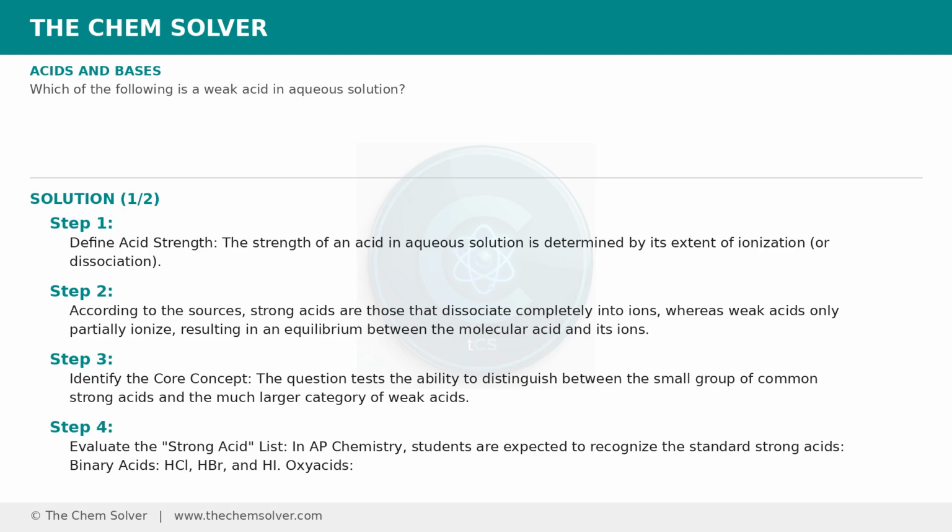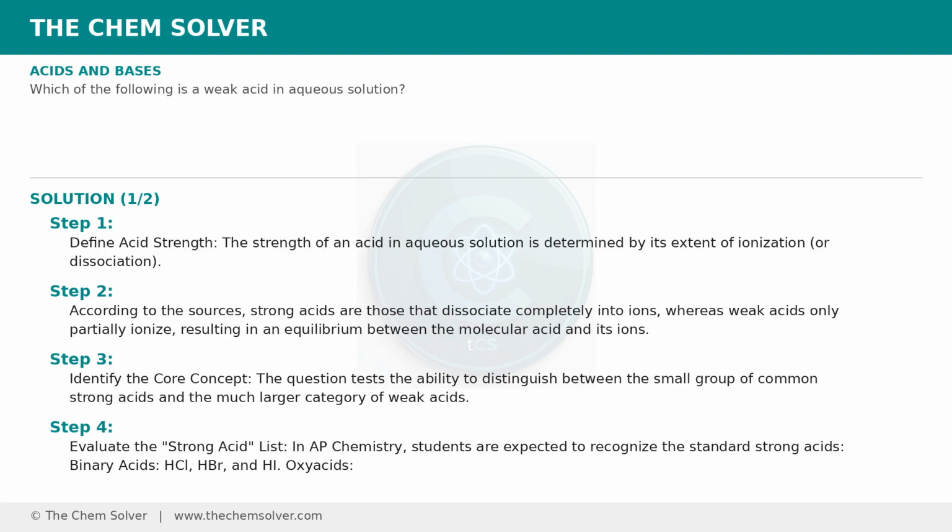Define acid strength. The strength of an acid in aqueous solution is determined by its extent of ionization or dissociation. According to the sources, strong acids are those that dissociate completely into ions, whereas weak acids only partially ionize, resulting in an equilibrium between the molecular acid and its ions.